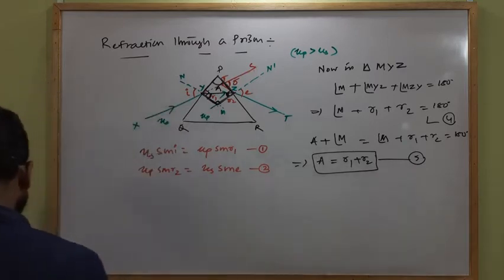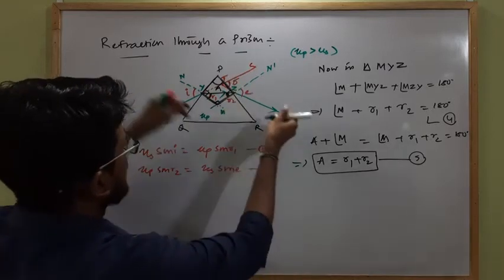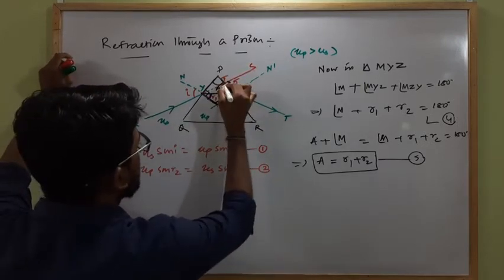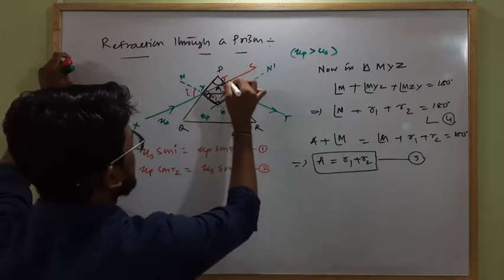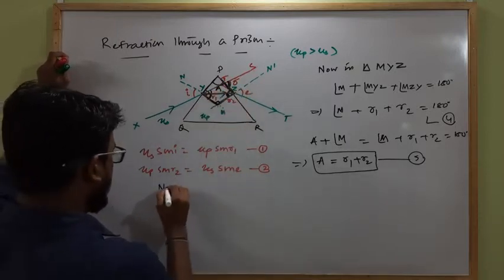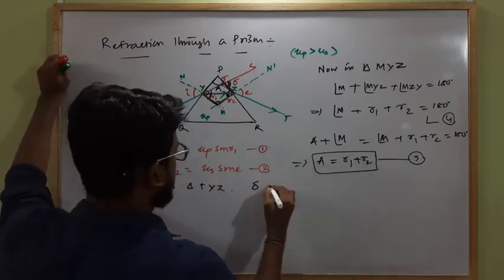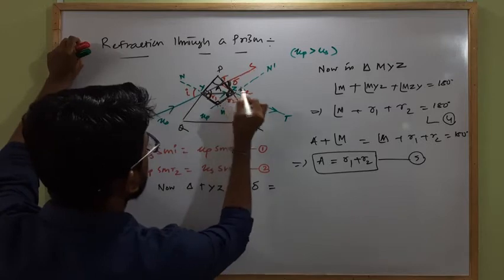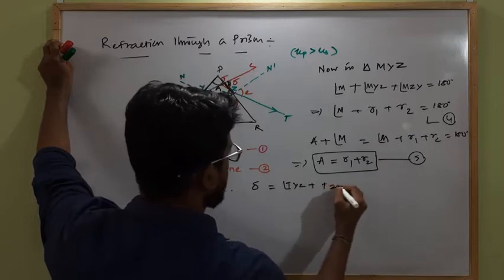we can write here, what is the angle of deviation? This angle, the angle of deviation. In the triangle TYZ, this is the exterior angle and these two are the interior angles. So now in triangle TYZ, the angle delta, or angle of deviation, will be equal to how much? Delta equal to TYZ plus TZY angle.